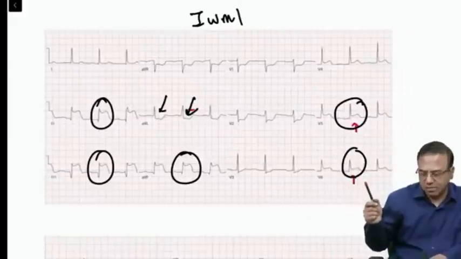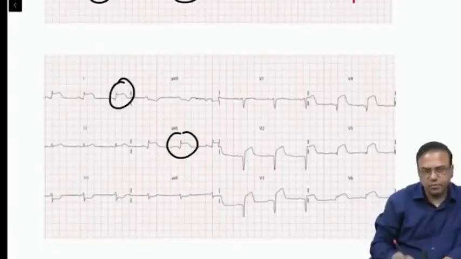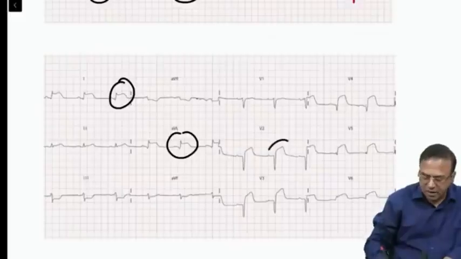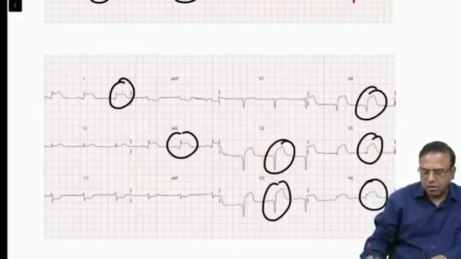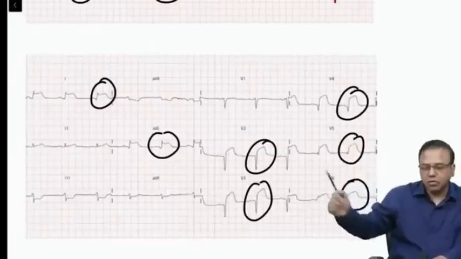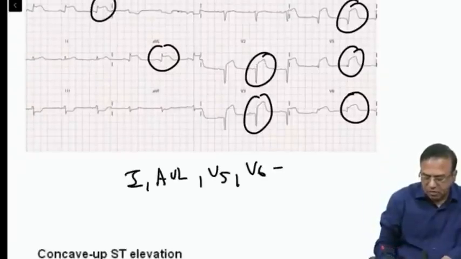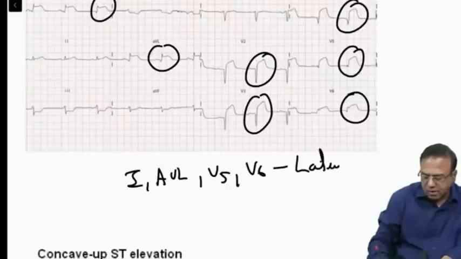Okay, infralateral wall MI. In this ECG, you can see the lead 1 AVL is showing. This is lateral territory, and anterior also you're getting. So this is nothing but anterolateral wall MI. The V5, V6 are lateral, V3, V4 anterior. So if you're seeing lead 1, AVL, V5, V6, this is lateral territory. This is lateral wall MI.